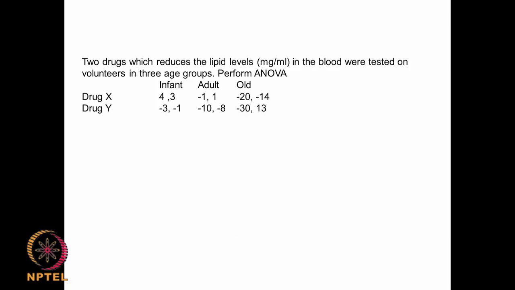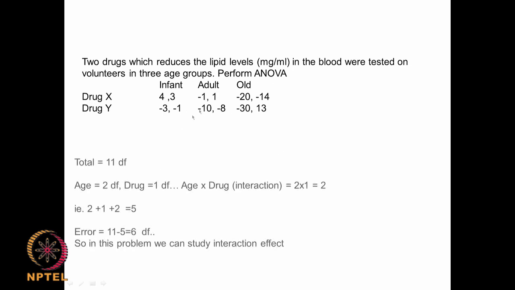In fact, look at this next example. So, you have taken 2 infants and carried out the experiment, you took 2 adults, 2 aged people. So, now you have 12 data points, that means you have totally 11 degrees of freedom. Okay. Now, age wise 3 age groups, so you have 2 degrees of freedom. Drug wise you have 2 drugs, so 1 degree of freedom. So, age into drug is 2, so 2 plus 1 plus 2 is 5, so 11 minus 5 will be 6 degrees of freedom for error.